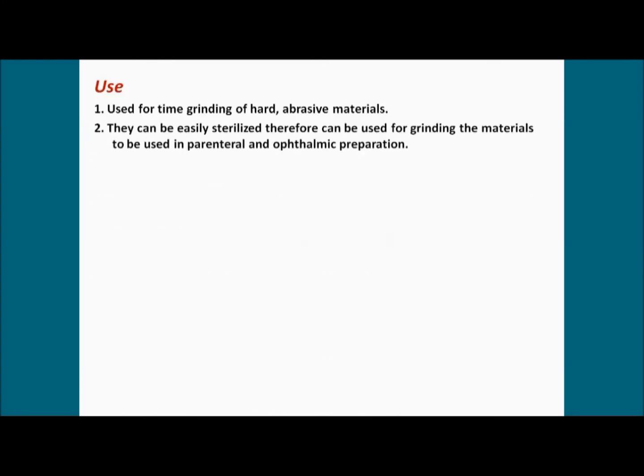Moreover, they can be easily sterilized. This ball mill can be easily sterilized, so it can also be used for grinding drugs which are needed for parenteral use. Parenteral means giving intravenously or intramuscularly in injection form, and it is also suitable for grinding drugs meant for ophthalmic preparation. So it can be used for both batch as well as continuous operation.